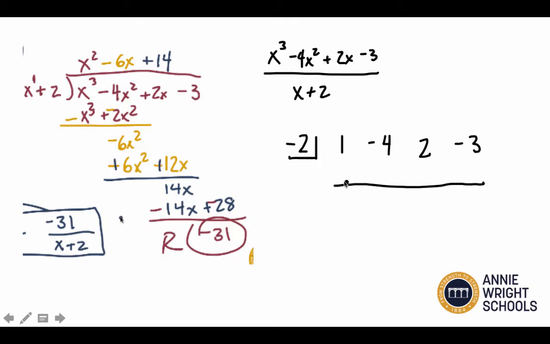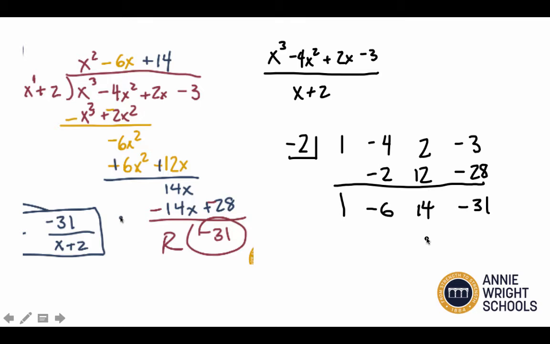And then you drop this 1 down. You take this number, multiply by 1, and you get negative 2, and you add these up. Negative 6. Take this number, multiply by here, and get positive 12. Add these up. You get a 14. Take this number, multiply by 14, write it here, get a negative 28, and negative 31.